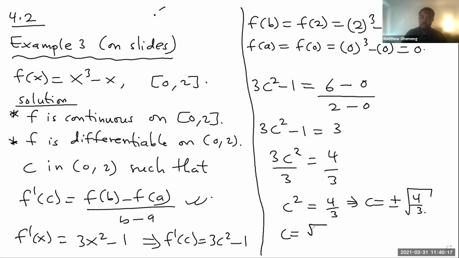So either c equals 2 over square root of 3 or c equals negative 2 over square root of 3. But please remember that the c has to be in between 0 and 2, right? C has to be in between 0 and 2. That means that negative 2 over square root of 3 cannot be that c. This is not part of the solution.